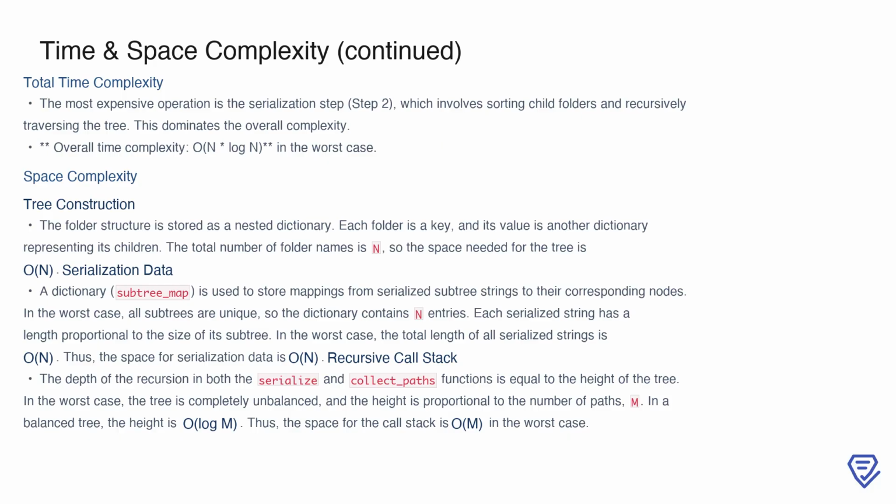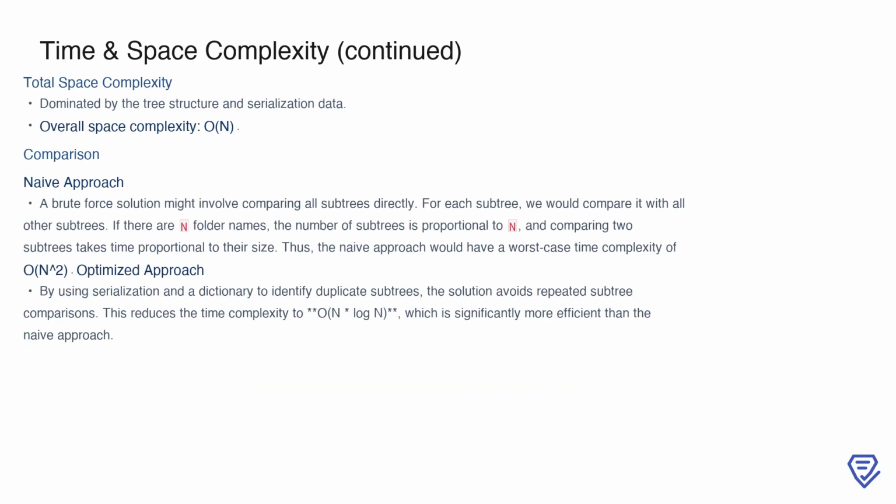Thus, the overall space complexity combines these factors. When we combine the major contributors to space usage, the overall space complexity is dominated by the tree structure and serialization data, resulting in O(n).